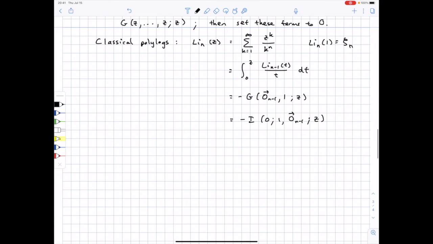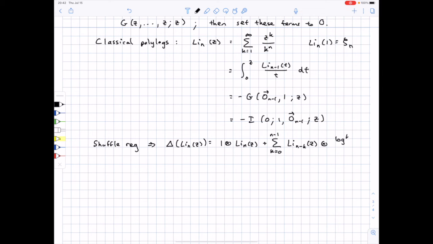So using shuffle regularization, I won't show it explicitly here, but it implies that we can compute then uniquely the regularized coproduct of Li n of z, and it turns out to be 1 tensor itself plus a sum of terms indexed by k going from 0 to n minus 1, Li n minus k of z tensor log to the k of z over k factorial.